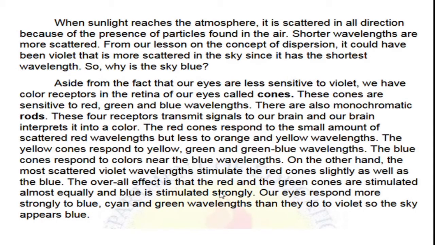Okay, sa sky. So, when sunlight reaches the atmosphere, it is scattered in all directions because of the presence of particles found in the air. Shorter wavelengths are more scattered. Tignan nyo yung pinaka-maximum wavelengths po ay mas marami na scattered. From our lesson on the concept of dispersion, it could have been violet that is more scattered in the sky since it has the shortest wavelength.